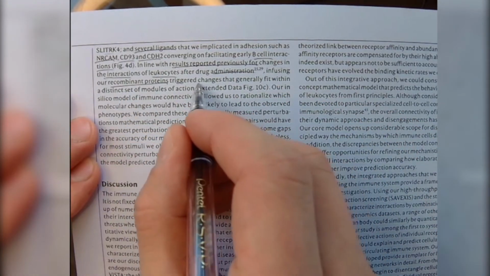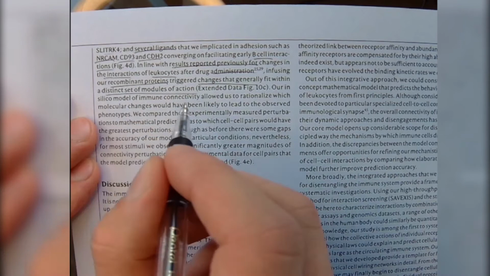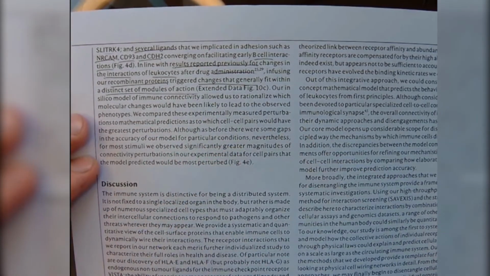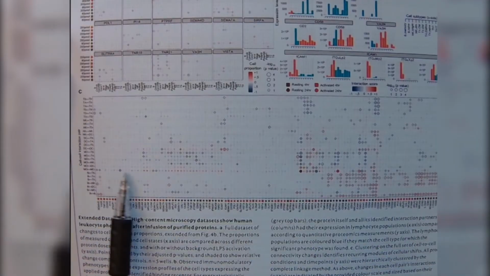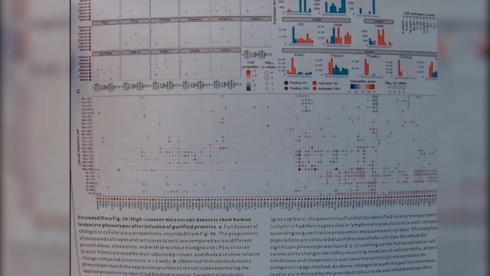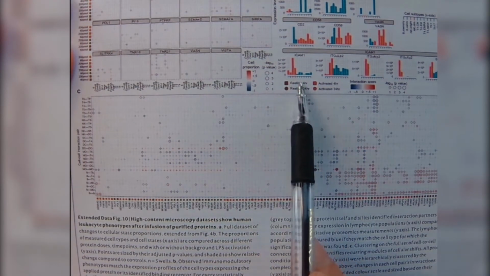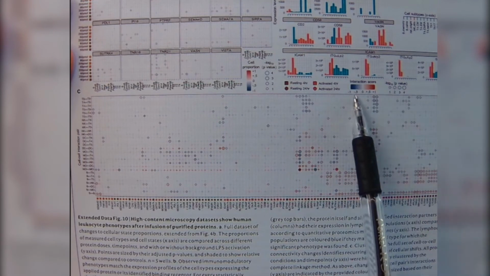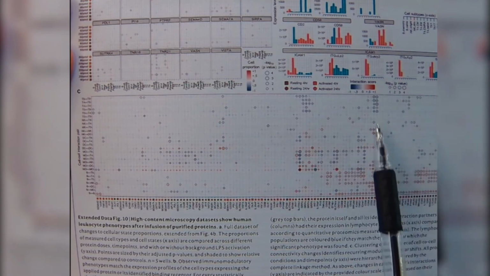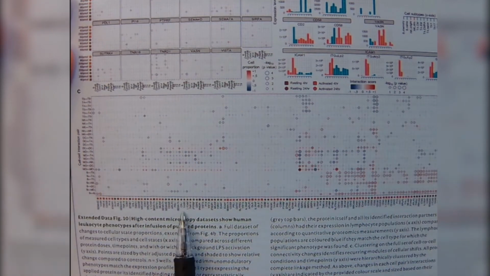In line with results reported previously for changes in the interactions of leukocytes after drug administration, infusing our recombinant proteins triggered changes that generally fit within a distinct set of modules of action, shown in Extended Figure 10c. So here are the expected modules of action. Now again, you can see that the resting states are shown here, and the interaction score goes from blue to red, and the log value are identified all in this figure here.